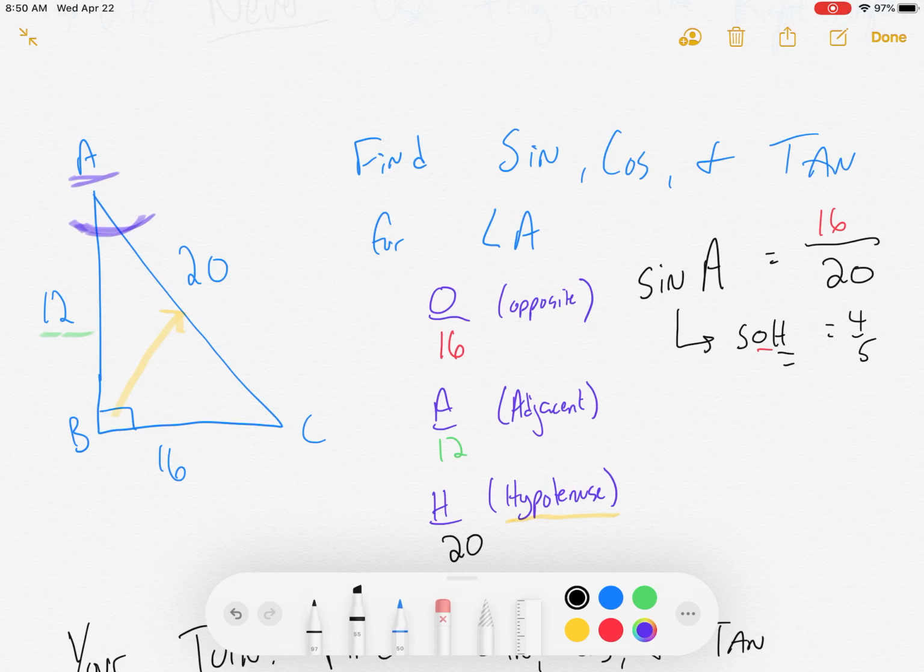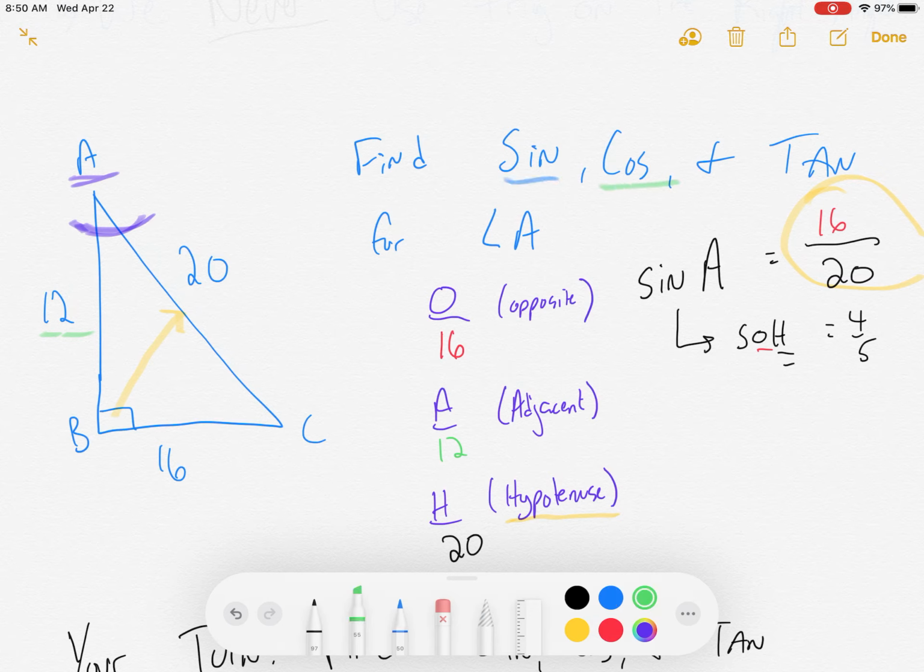Now, we can technically reduce that fraction and bring it down to divide them both by 4 and get 4 over 5. But for now, I'm more concerned with, can you find the relationship between the two sides? 16 over 20 is acceptable right now.